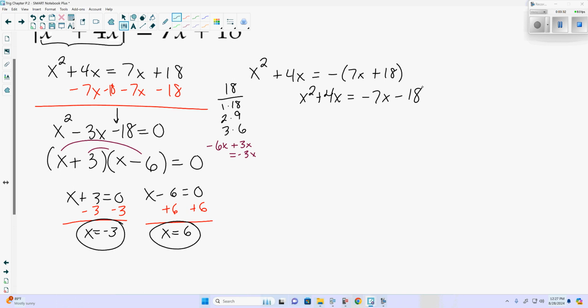Now we do need to solve the other equation. The first thing we can do is distribute that negative through the parentheses. So our 7x becomes negative. Our positive 18 also becomes negative. Now at this point here, we need to get this equal to 0. So we can add 7x to both sides. We can also add 18. So we'd have x squared plus 11x plus 18 is equal to 0.